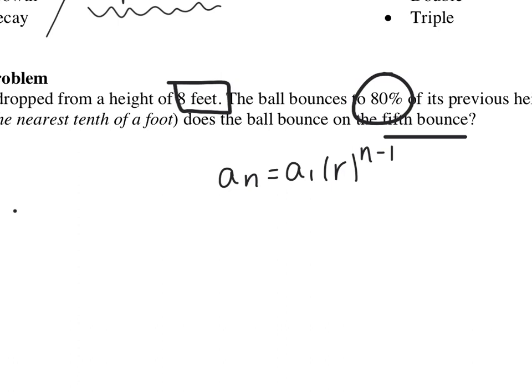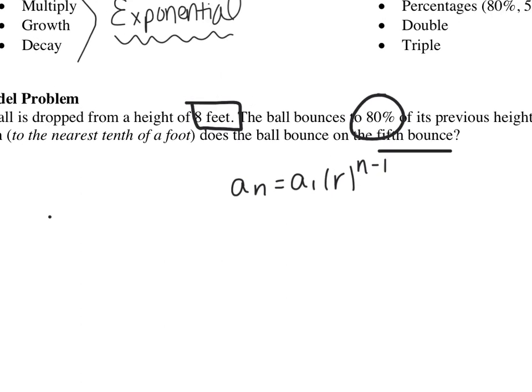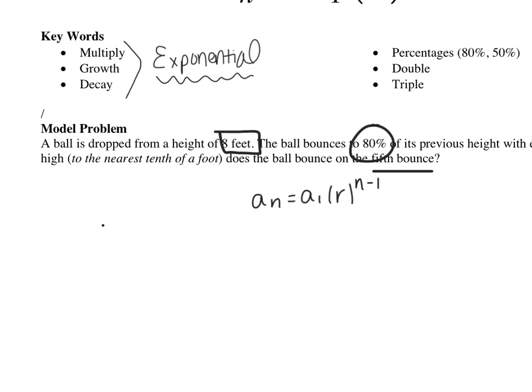What's nice about word problems is that you actually don't have to write out the sequence. If you are able to decode it and figure out what's my a sub 1 and what's my rate, my common ratio, then you can just go ahead and substitute. The question says that the ball is dropped from a height of 8 feet. That is your a sub 1.